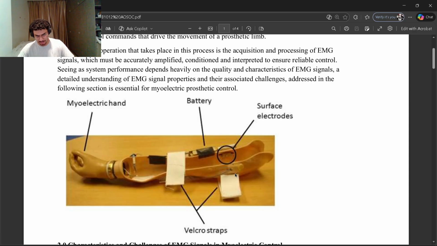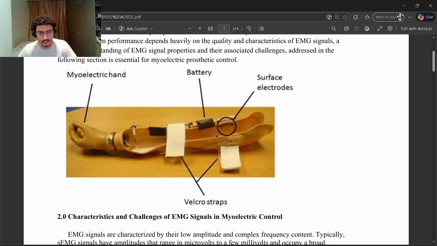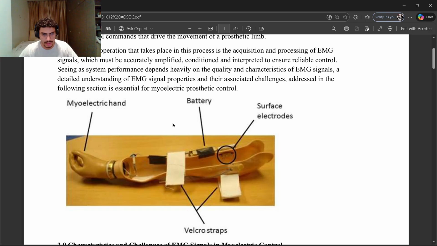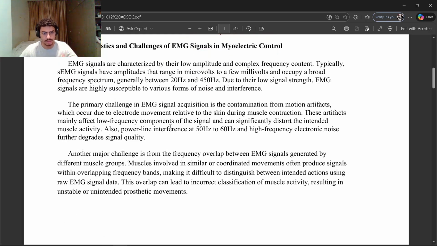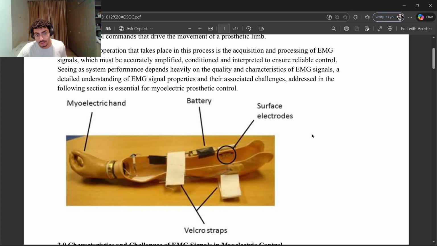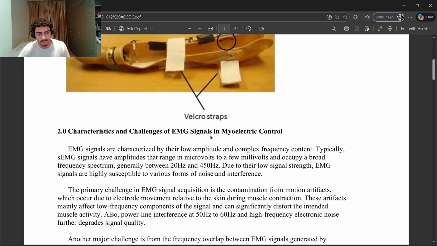In this example, as you can see here, we have a surface electrode and a battery to power everything. We obtain EMG signals, then we process them, and then we send a command to the myoelectric hand, either to do something or to do nothing. So before I talk more about the details of how these circuits work, I would like to explain the difficulties in EMG signals. Specifically the surface EMG signals, as we can see here, this surface electrode obtains surface EMG signals.